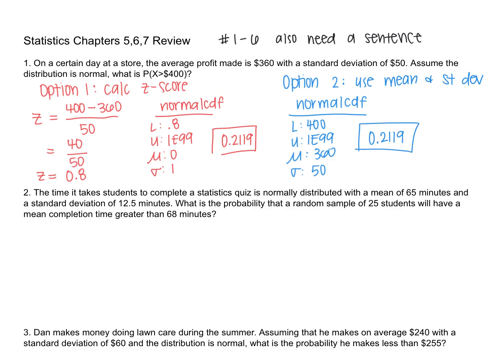It doesn't matter which option you use, you will get the same probability. And even if they're slightly different because of rounding, I would still give credit based on whichever method you used. And then for a sentence here, you would just say the probability the profit is more than $400 is 0.2119. So that's all you need for a sentence.